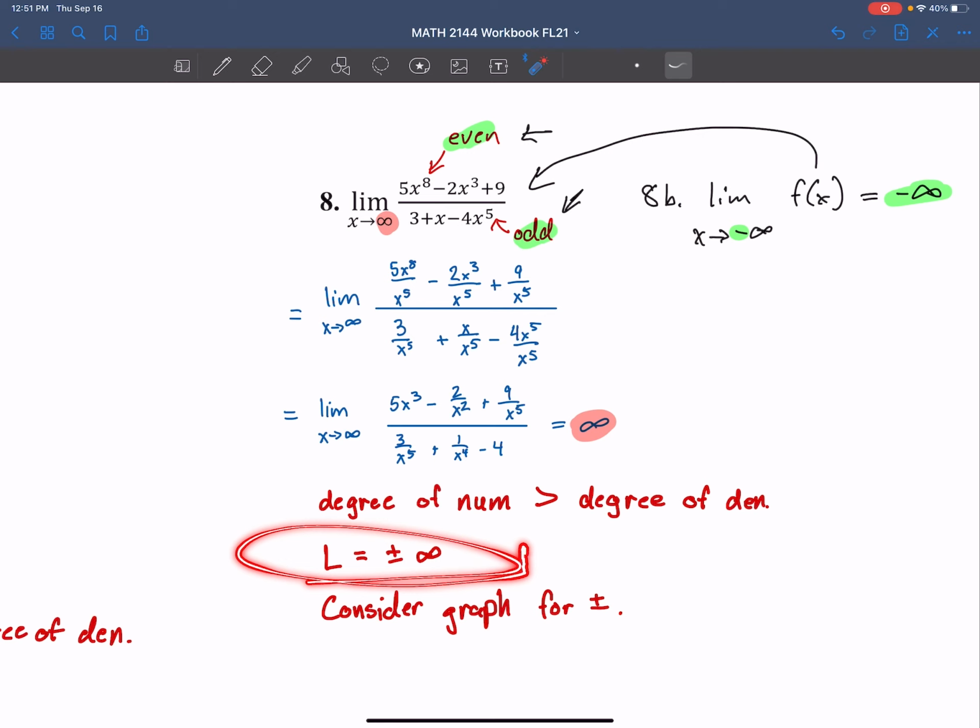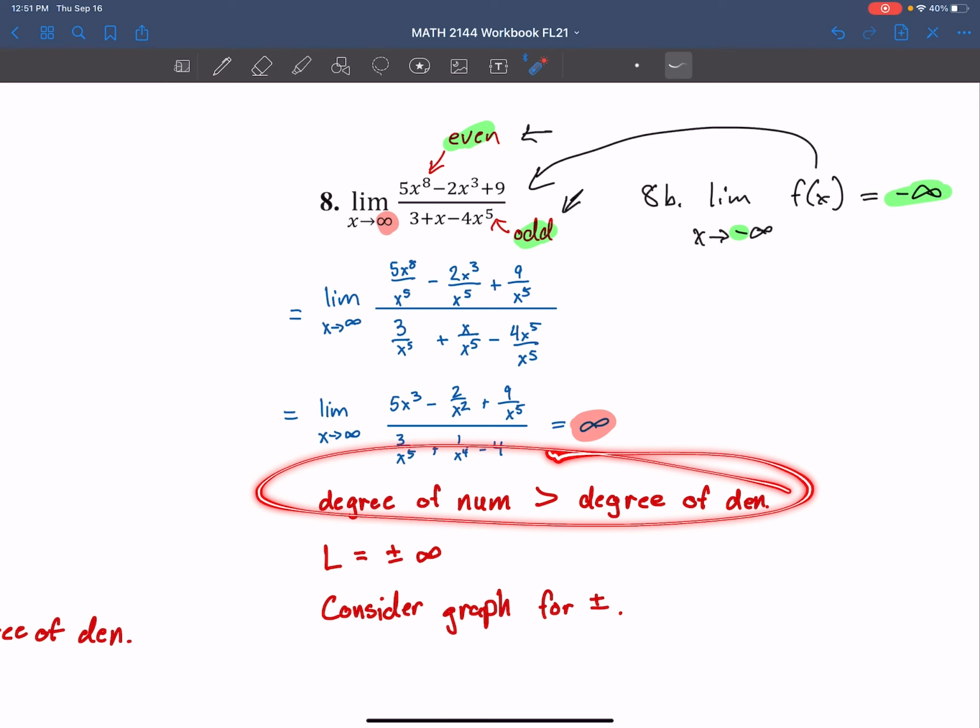Does anyone remember what type of asymptote we had in the case where the degree of the numerator was greater than the degree of the denominator? It was the slant or the oblique asymptote.